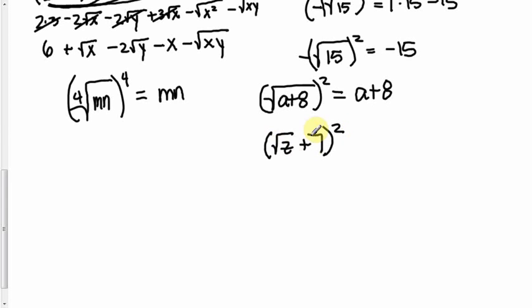That is not the square root of one quantity raised to the second power. That is the square root of z plus 7 outside the radical being squared. This is a different case. This means the square root of z plus 7 times the square root of z plus 7.